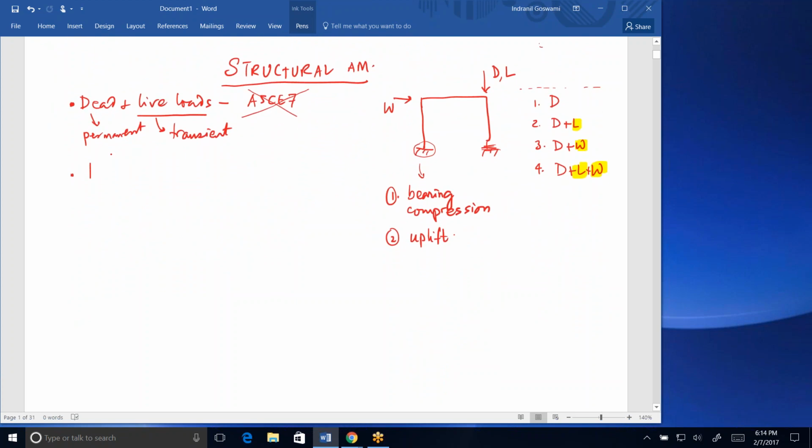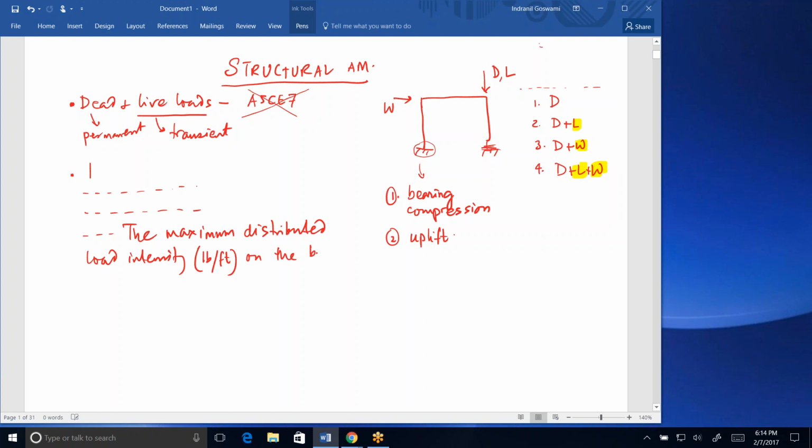Now, the way a numerical question that involves numbers would be worded in the NCEES sample questions and on this test is: the maximum, I'm just making up something, the maximum distributed load intensity in pounds per foot on the beam is most nearly, and then they'll give you 4 choices. And they'll give you like 6,000, 8,000, etc.